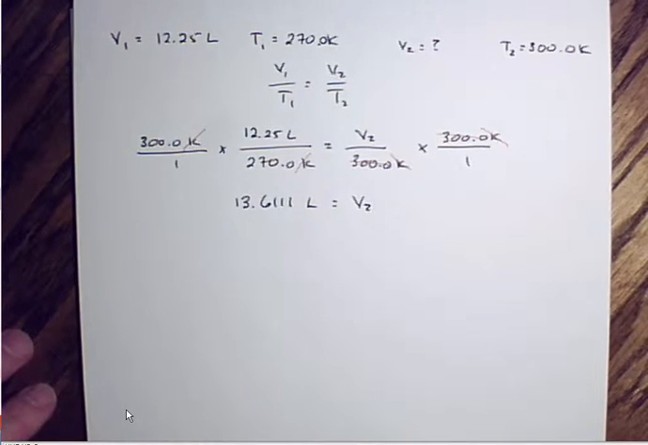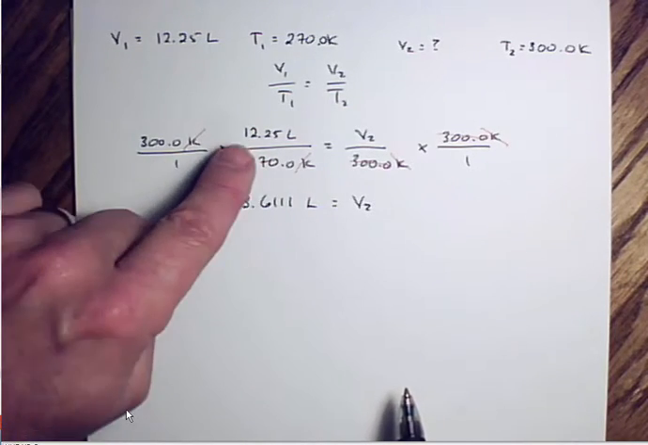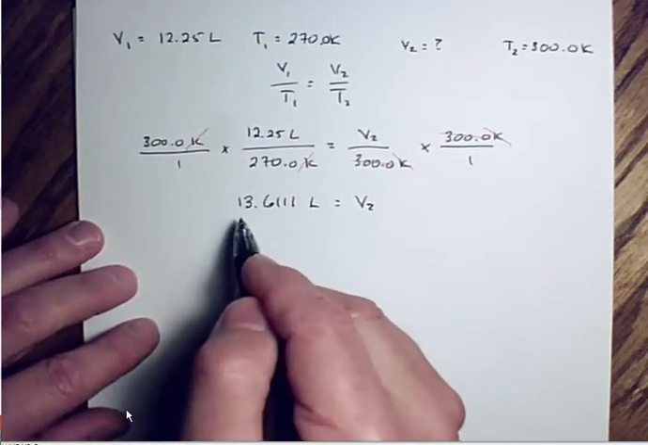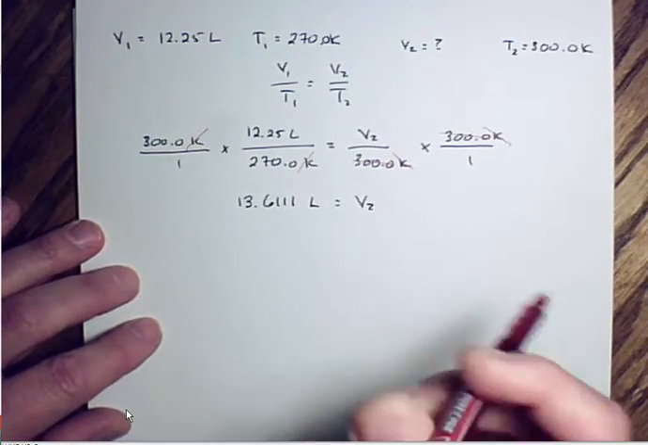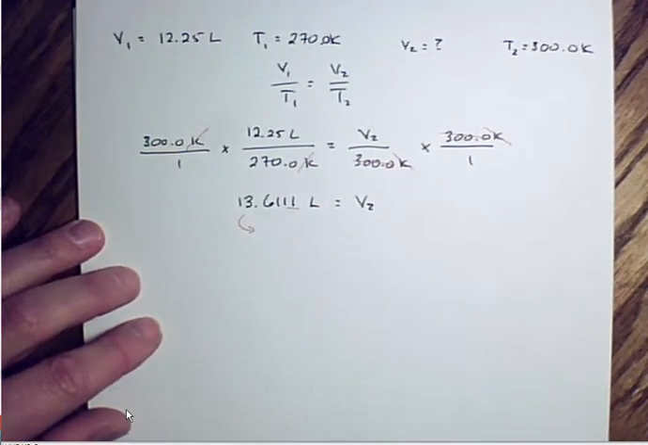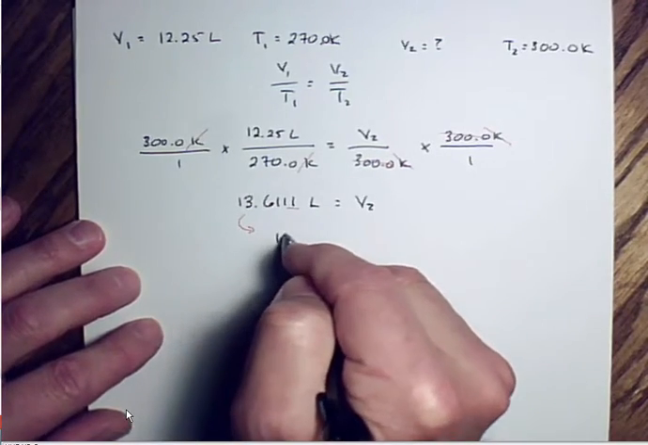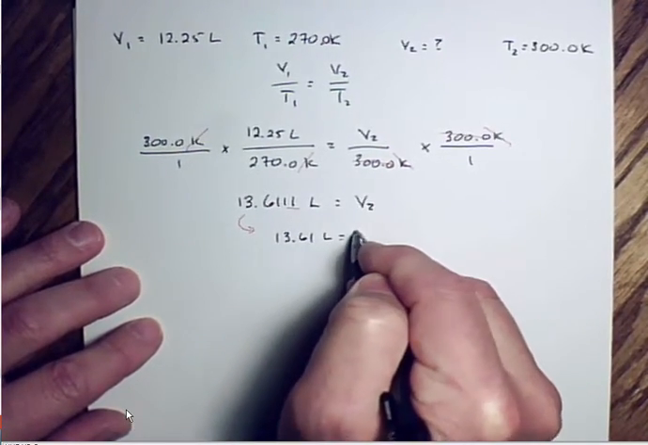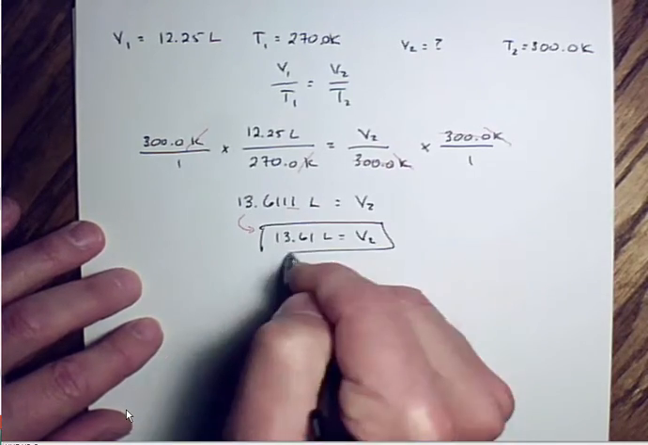Are we done? No, got to check your digits. We just found V2. We just solved for it. But we're still not done because we don't have the significant digits set up properly yet. How many significant digits? You need 4 digits. I got 4 digits in all of these numbers. 1, 2, 3, 4. Underline the last 2 digits, round off. And the answer we want at the end is 13.61 liters equals V2.